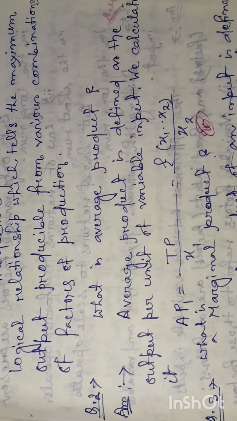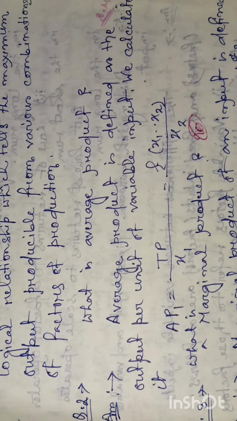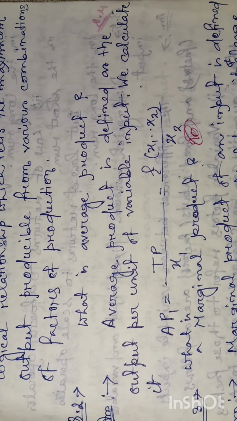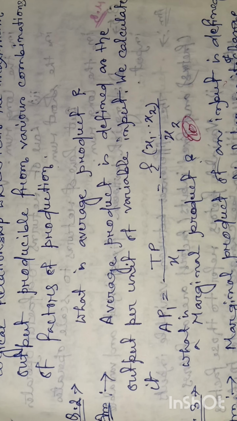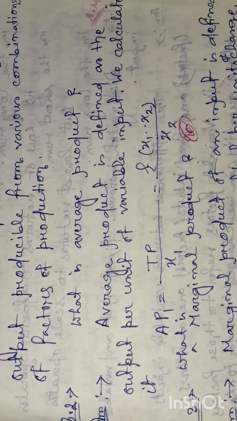Number 2. What is average product? Average product is defined as the output per unit of variable input. We calculate it as AP equal to TP by X1, equal to F(X1, X2) by X1.